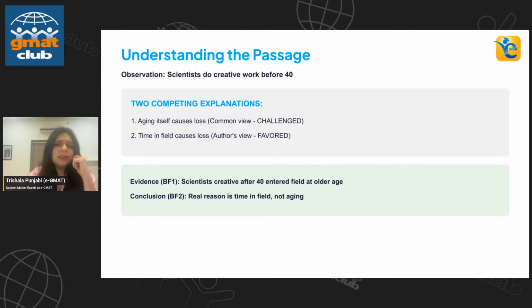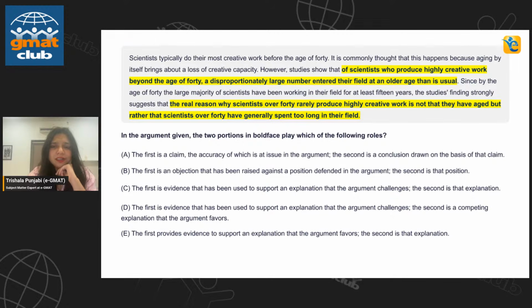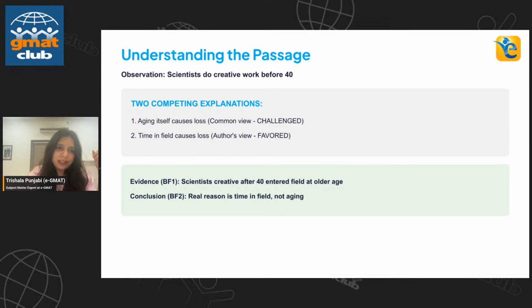So, if we look at boldface one, what is boldface one? It is essentially evidence, right? It is essentially a fact. It's essentially, okay, this is what apparently something that the study said. Okay, and what is boldface 2? We already established boldface 2 is the main conclusion that the real reason is time in field and not aging.